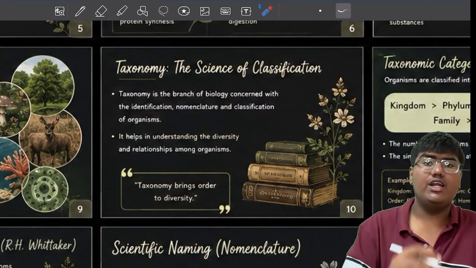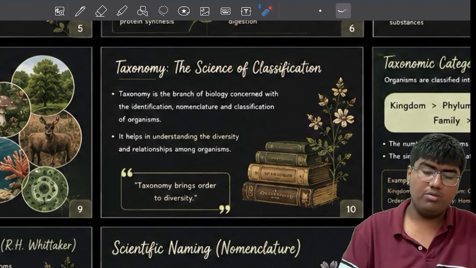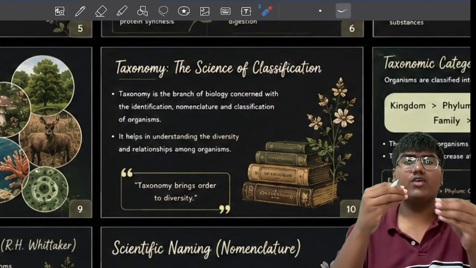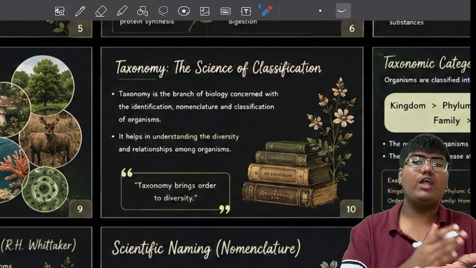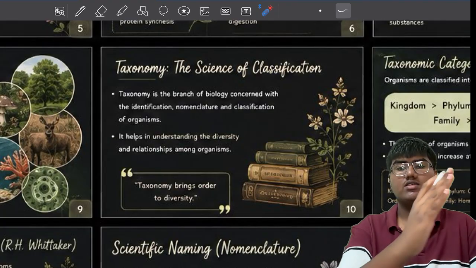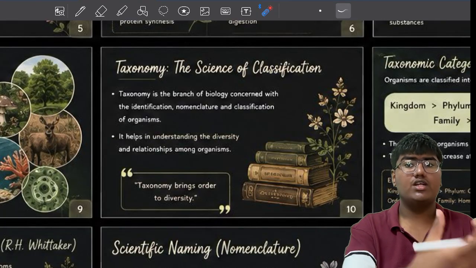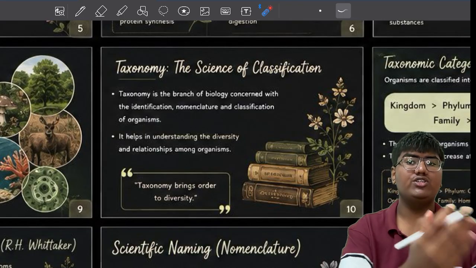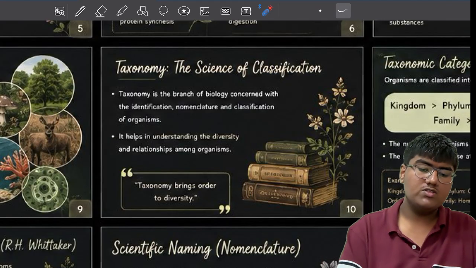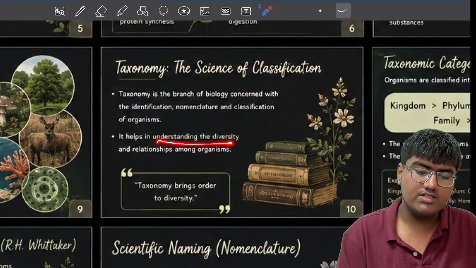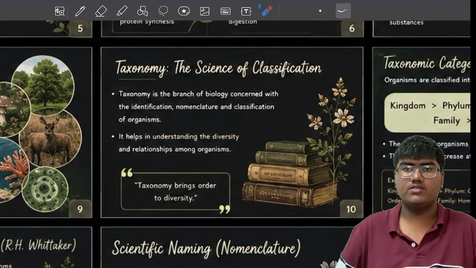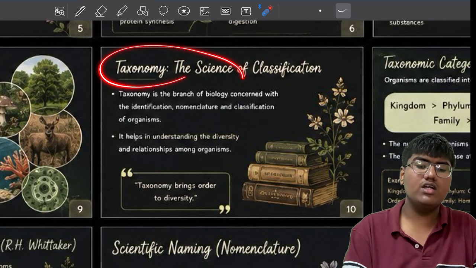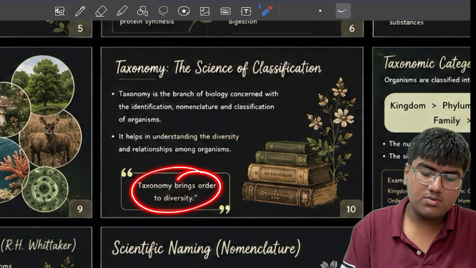So what all we study now comes under taxonomy and also classification, which is nothing but, I've named an animal, I have identified it also correctly. Now I need to classify it, in which it has its inherited families, or its similar features shared with other animals also. So that is nothing but classification. It helps in understanding the diversity and relationship among organisms. So we can easily understand the relationships between organisms by using taxonomy. Taxonomy brings order to diversity.